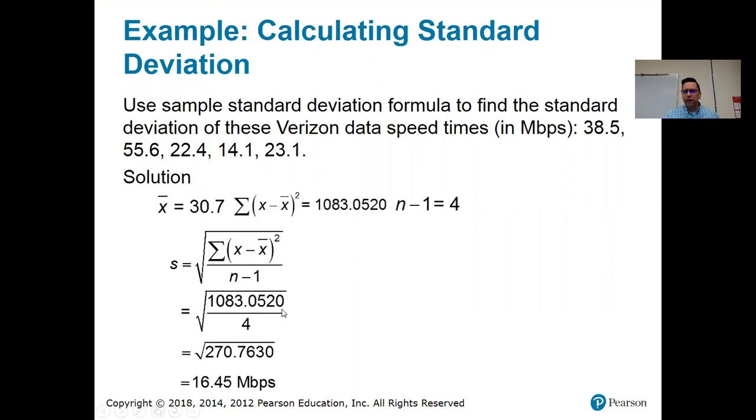So 1,083 and some change divided by 4 comes out to 270 and some change. I do want to point out to you that this 270 number is called the variance. And then to find the standard deviation, you take the square root of the variance. So the standard deviation comes out to 16.45 megabits per second. And notice that they've rounded it to 2 decimal places because the original data was 1 decimal place. So for standard deviation, just like for mean and for median, we round to 1 more decimal place than you had in the original data.